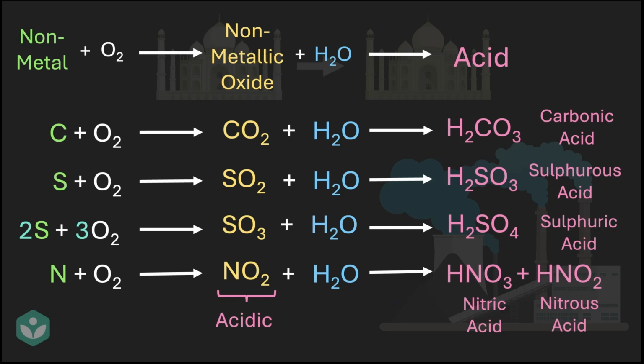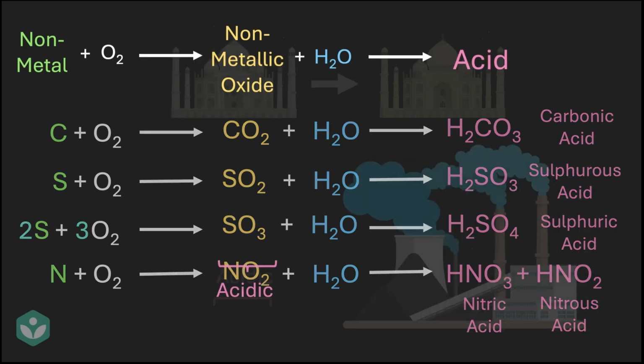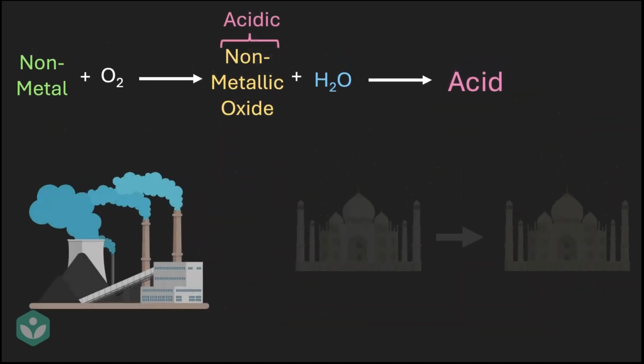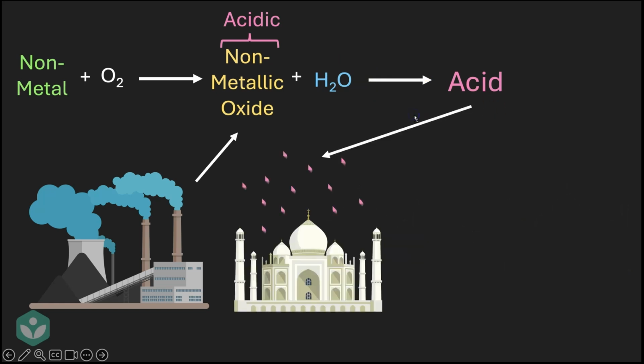Okay, so what's the deal with the discoloration of the Taj Mahal? When the smoke produced by factories and vehicles goes up into the atmosphere, it reacts with water vapor in the atmosphere to form an acid. And that acid forms clouds. And that, when it comes down as rain, is what we call acid rain.